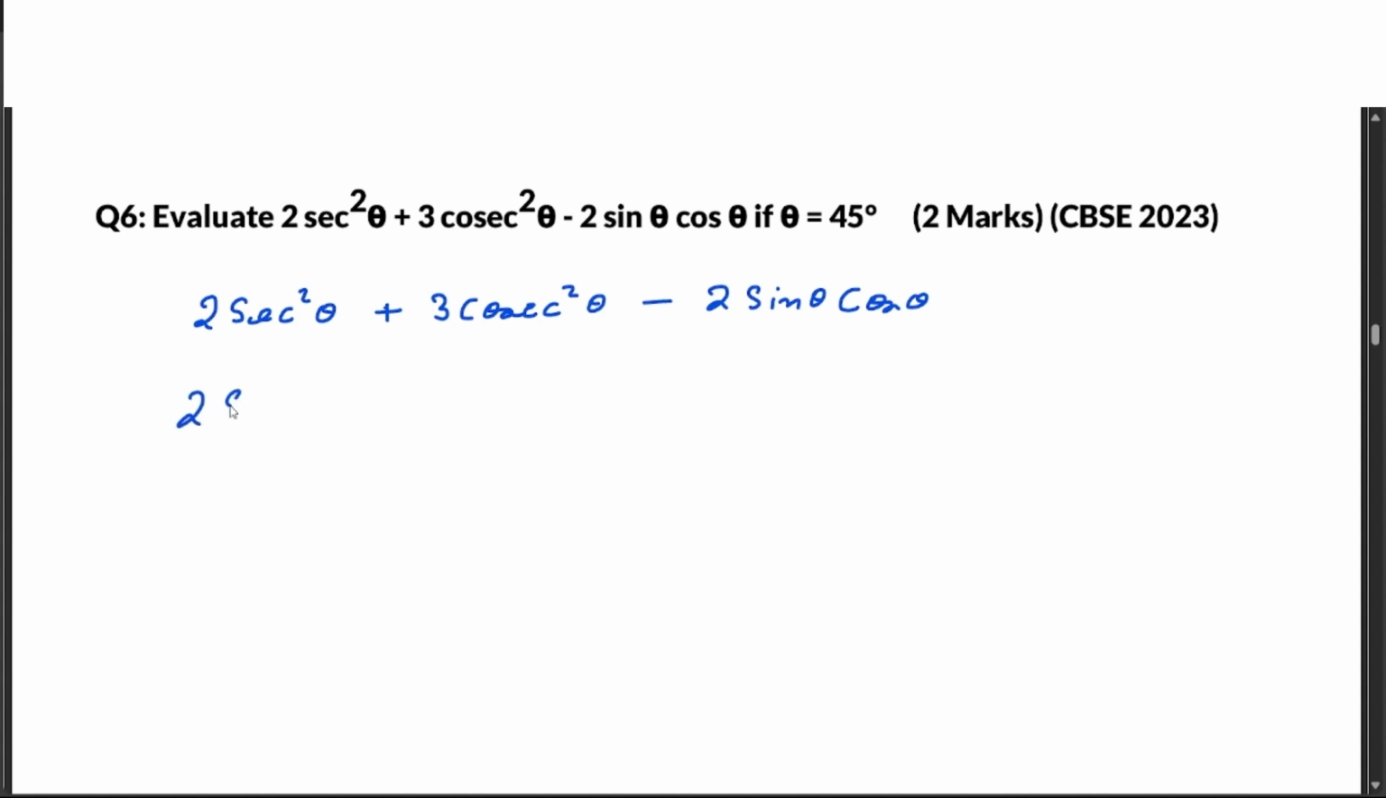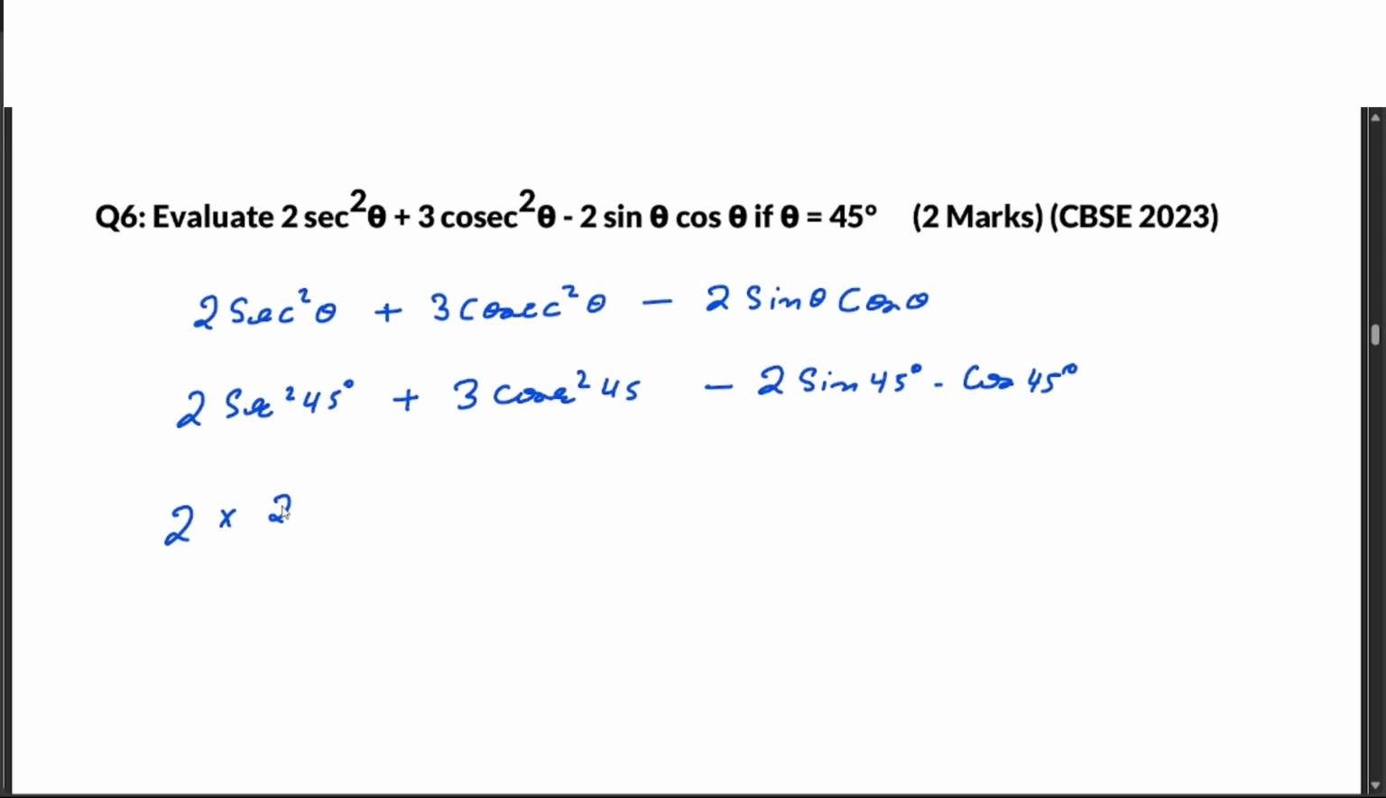So we can say 2 sec square 45, then plus 3 cosec square 45, minus 2 sine 45 degree times cos 45 degree. Okay, now once you have substituted the value, you have to follow the pattern. So you know here sec 45, its value is root 2.